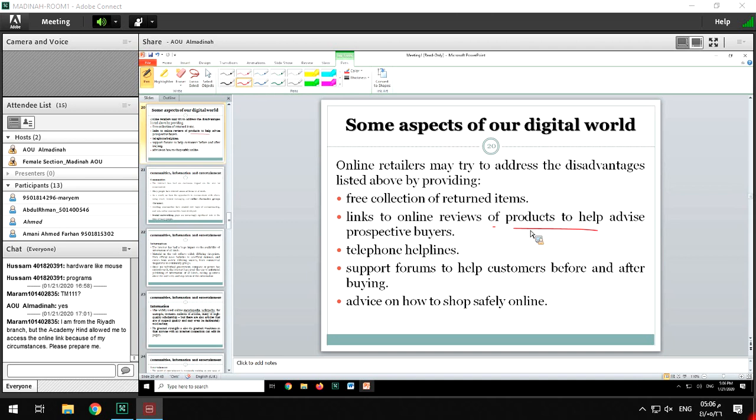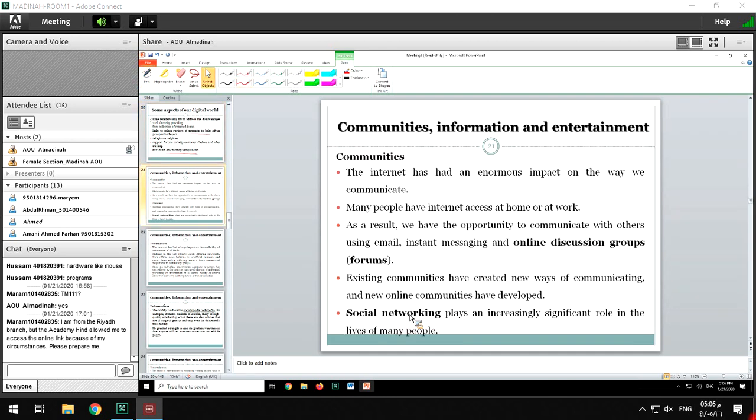And providing some advice on how to purchase items safely online. This can take out the disadvantages. The sellers can provide some services. Fine. Now, next we'll move to communities, information, and entertainment.